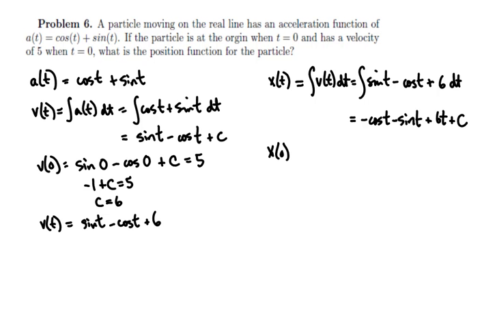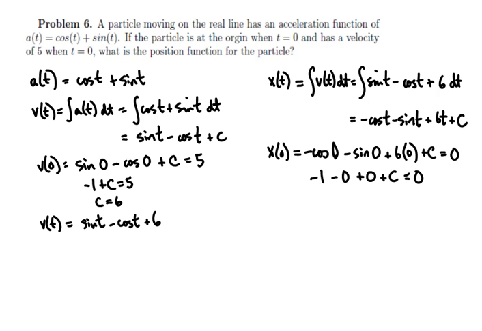But we're told that at time t equals 0, the position of the particle is at the origin. So I plug in t equals 0 and I set the entire expression equal to 0 since the x value will be 0 at that point in time. Cosine of 0 is 1, and negative cosine of 0 will be negative 1. Sine of 0 is 0. 6 times 0 is 0, plus c equals 0. So we get c minus 1 is 0, or here, the constant of integration is 1.